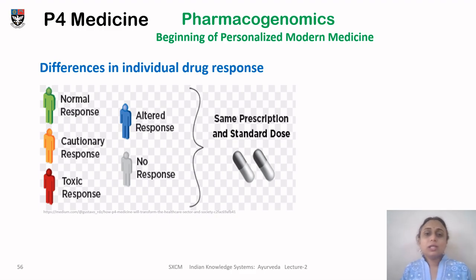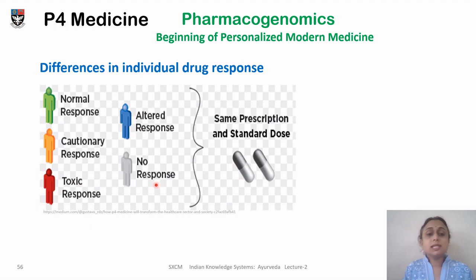P4 medicine also is important for pharmacogenomics. In fact, pharmacogenomics is the branch of pharmacology that looks at how an individual's genetic makeup leads to a difference in the response that the individual shows to a drug. Different individuals are given the same drug, the same dosage form, the same frequency, but they show a difference in the drug response. For example, with the same drug in the same dose, some individuals might show the expected positive normal response. Some individuals might show an altered response, not exactly what is expected. Some might not show a response at all, might not respond to that treatment.